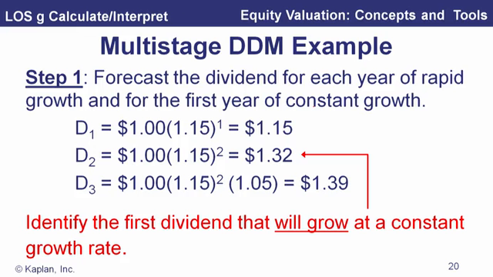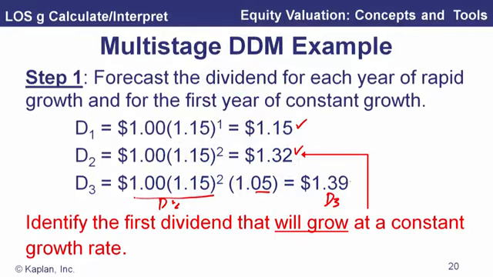Well, we said it was going to increase at 15% for 2 years, and D0 was $1. So our first dividend is expected to be $1.15. We grow that at 15%. Second dividend expected to be $1.32. And we said after that, the dividends will grow at 5% a year. So D3, here's our D2 value there. We grow it at 5%, and that's D3.